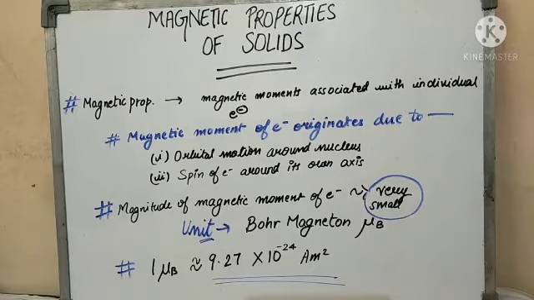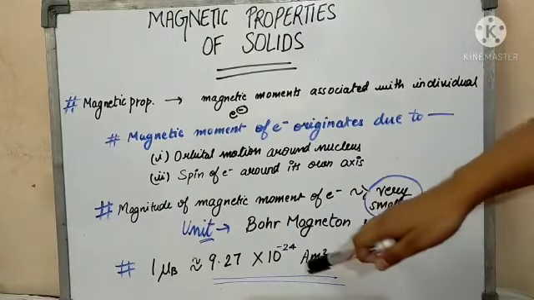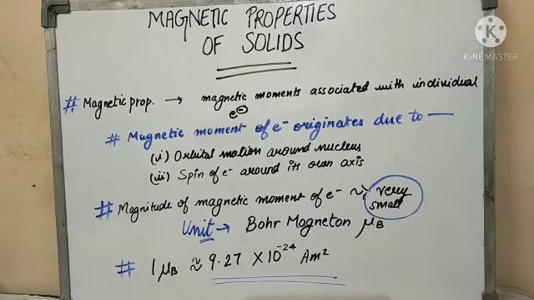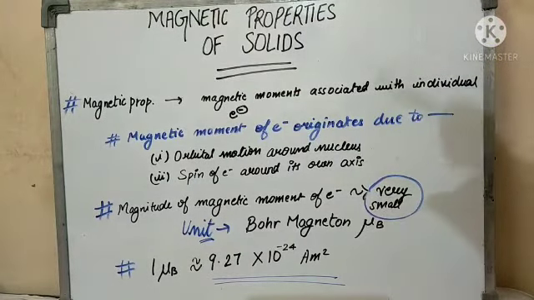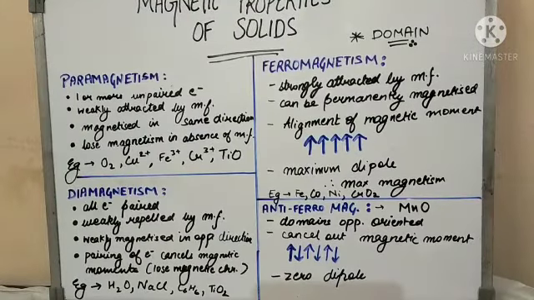And it can be measured by the unit Bohr magneton, and a Bohr magneton is usually equal to 9.27 times 10 raised to power minus 24 ampere meter square. These magnetic properties can be classified into 5 types. Let's get into it in a bit of detail. So now let's study each of the types one by one in detail.